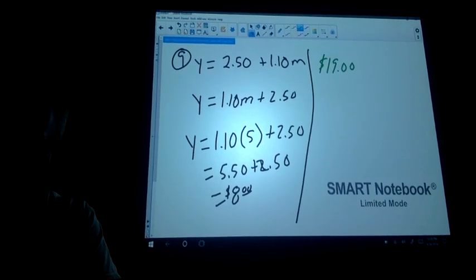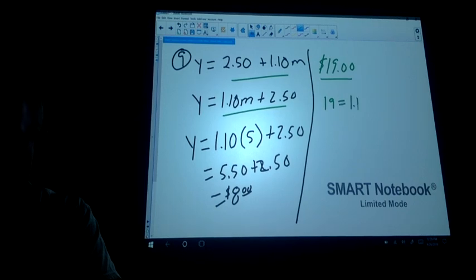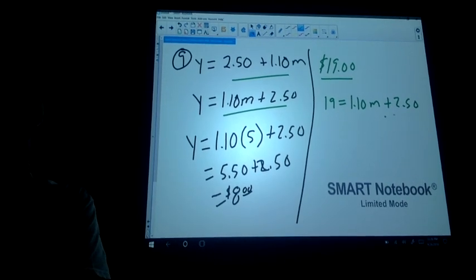Help me out. I'm going to make this equal to either one of these equations. Both those equations are the same. So I'm going to go 19 equals 1.10m plus 2.50. I would subtract 2.50 from both sides. Does anyone have a calculator that can help me out on this? I'm going to get real lost real quick. So that's, is that 16.50? Thank you.